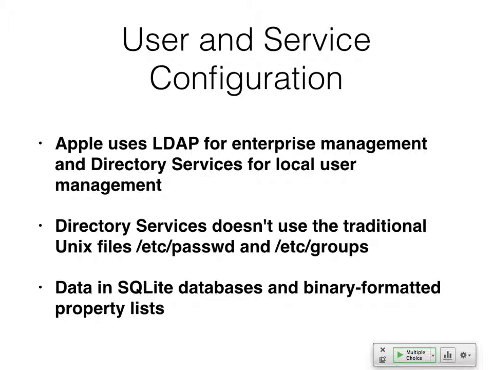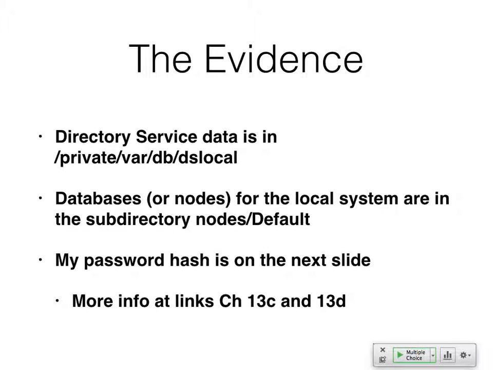So Apple uses LDAP for enterprise management, which most Macs are not doing in my experience, and Directory Services handles local user management. Directory Services does not use the Unix authentication files like /etc/passwd and /etc/group. They have their own system that puts the user accounts in SQLite databases and binary property lists, plist files. I don't know why, but they chose not to use the standard Unix login system, and by the way, what they did was much, much more secure as far as password hashing.